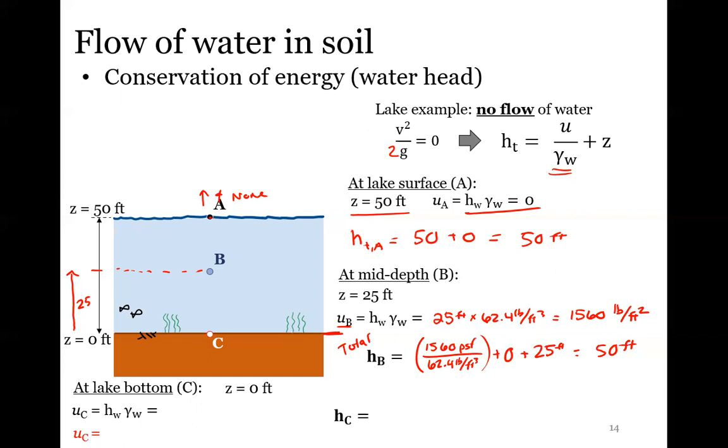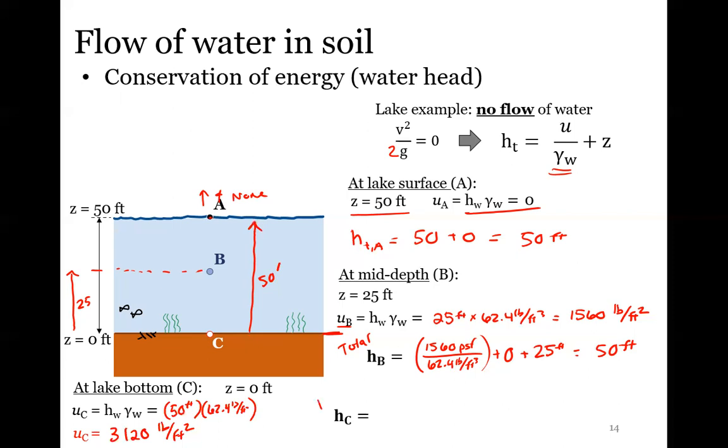So you can probably imagine at point C, it's going to be all the same stuff. So let's just calculate our pressure head still. Our height of water is 50 feet at point C, since we have 50 feet above us, times the unit weight of water, 62.4 pounds per cubic foot. And so that's equal to 3,120 pounds per square foot. So that's our pressure.